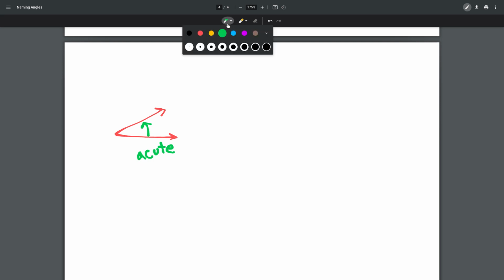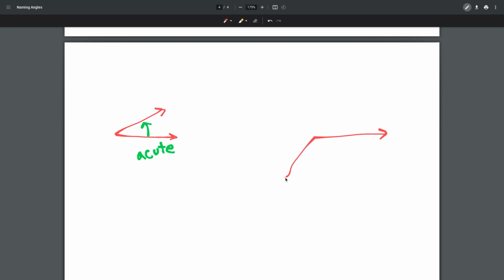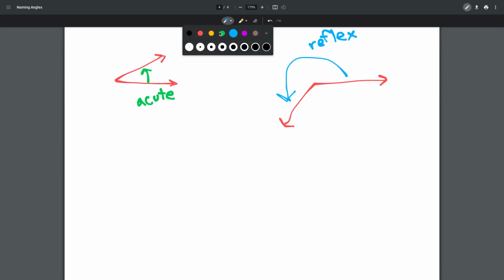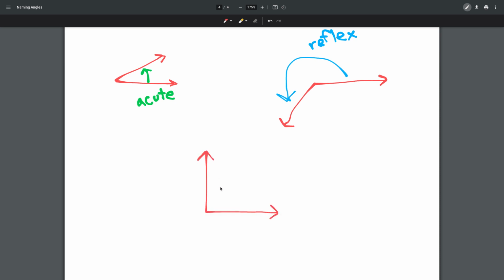Okay, let's do another one. I'm going to mix it up a bit. What kind of angle is this? Okay, that is a reflex angle. Okay, let's draw another one. What kind of angle is this? That's right, this is a right angle.